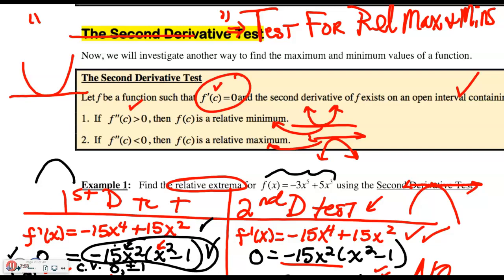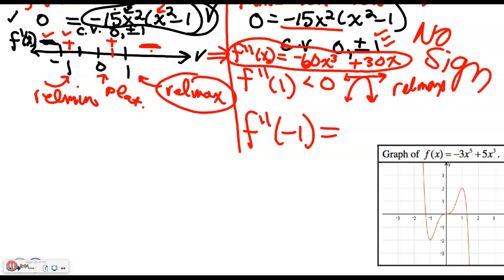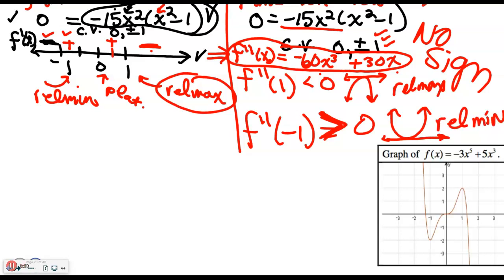So let's go do our second derivative. Notice there's no sign line here. Now if I do my second derivative at negative 1, so again I got to go back up here and pretend I'm putting in a negative 1, this will become a positive 60 minus 30. I am now greater than 0, which means I curve up like a cup, which means that place where there's the horizontal tangent will be the location of a rel min. What do you think? Make sense?